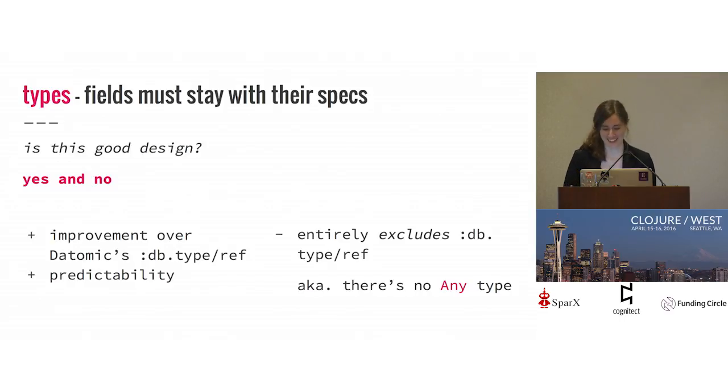But unfortunately, it also entirely excludes DB type ref, right? So that means there isn't just like a generic pointer type. There's no any type in spec-tacular. And obviously, that's the thing that should exist. So we shouldn't have excluded that. Oops.